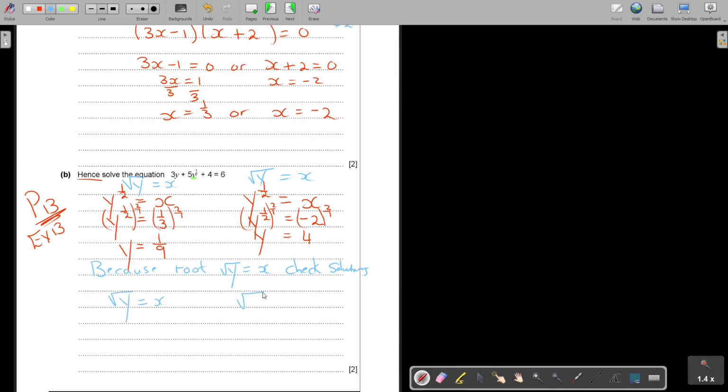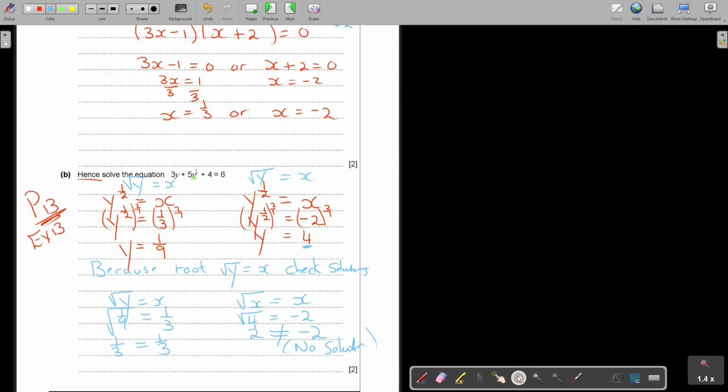I'm going to check both and see, and then I'll show you. So if I put this 1 over 9, which is my value of y, I must check if it's equal to that x, a third, and then it's 100%. Excellent. But if I check this one, and I put this solution 4, and I equate it to the negative, then I get 2, which is not equal to negative 2. So no solution.